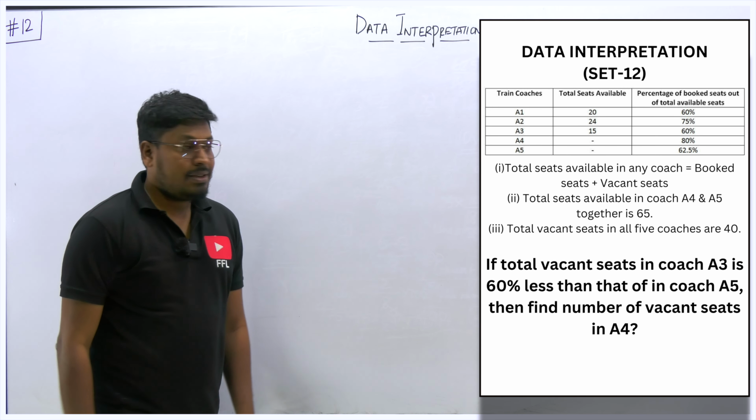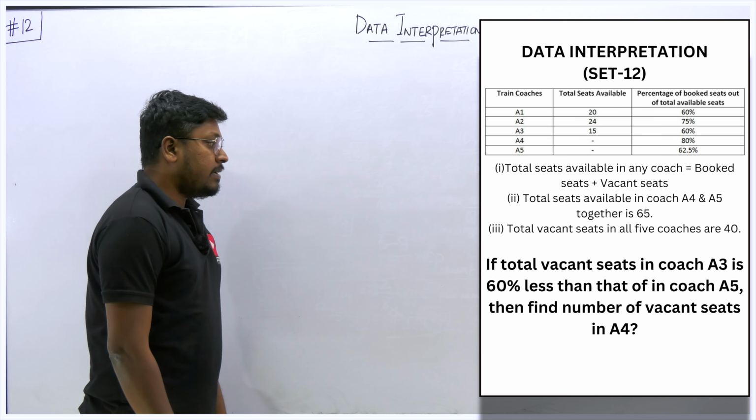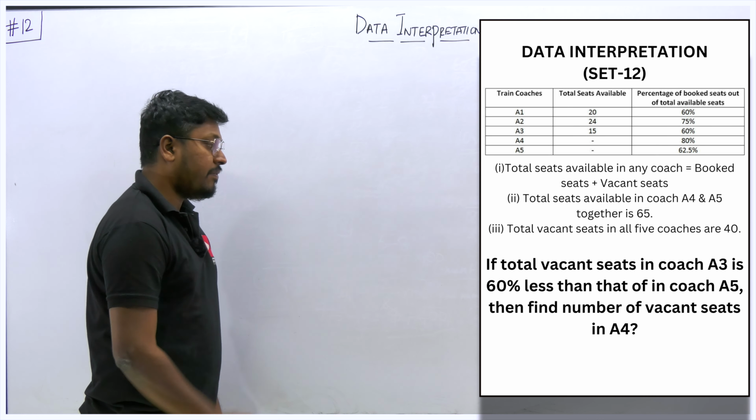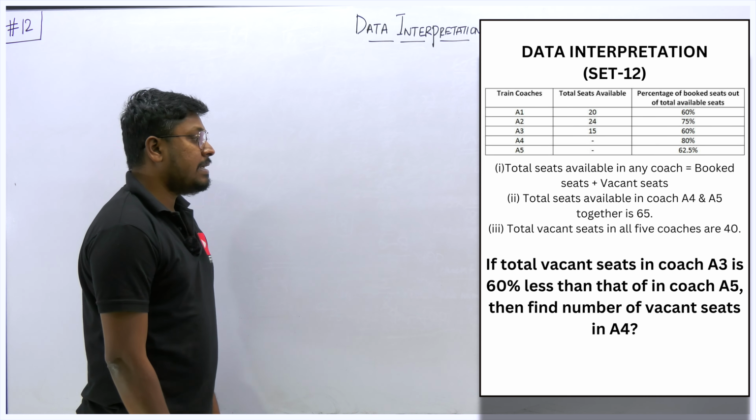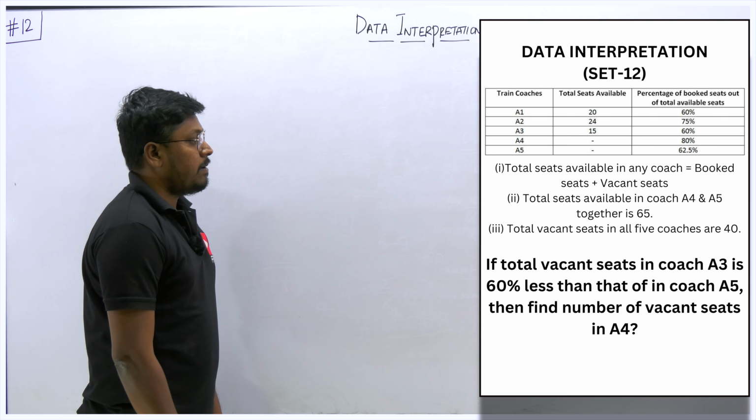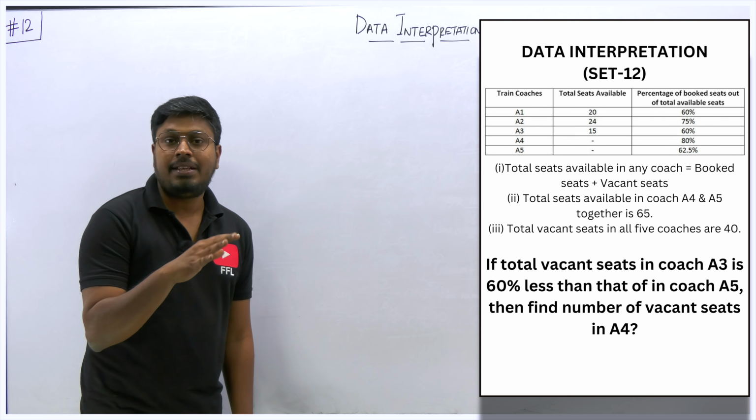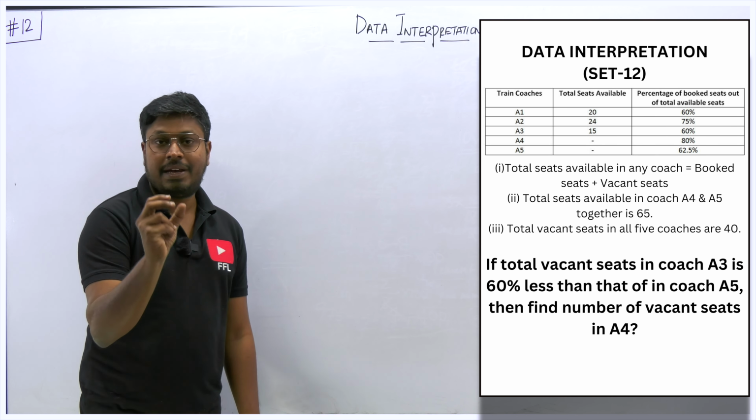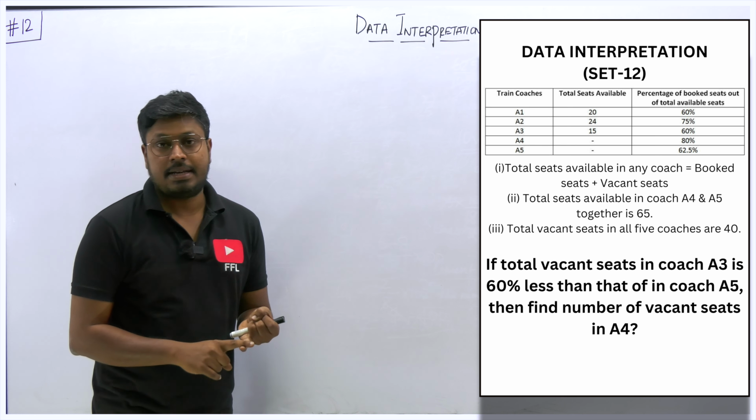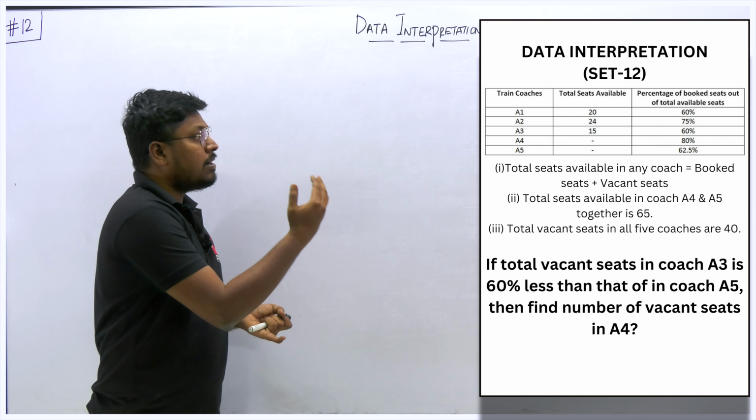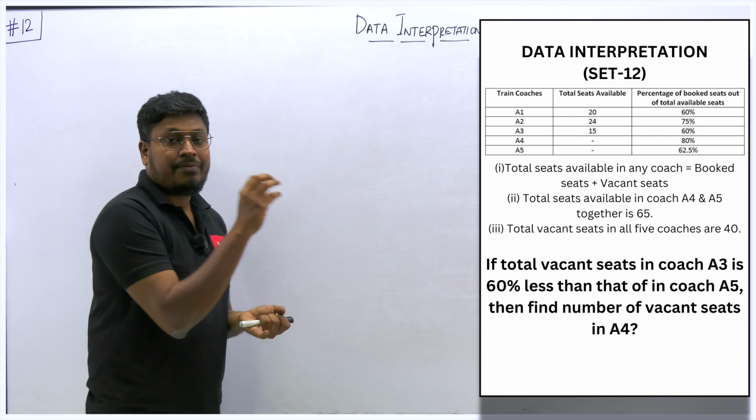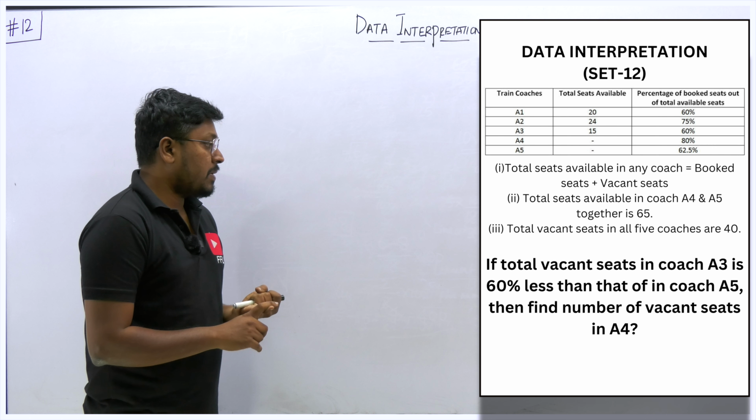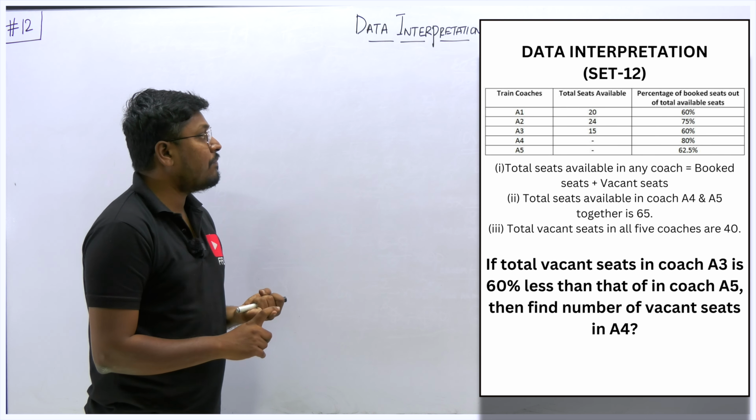So next question. If the total vacant seats in coach A3 are 60% less than that of coach A5, then find the number of vacant seats in the A4 coach. Okay, so our target is to find the vacant seats on coach A4, how many vacant seats are there. In the question itself, at the beginning in the note, they have given that the total number of vacant seats on all the 5 coaches is 40. They have given that value. So now our target is to find only the A4 vacant seats.